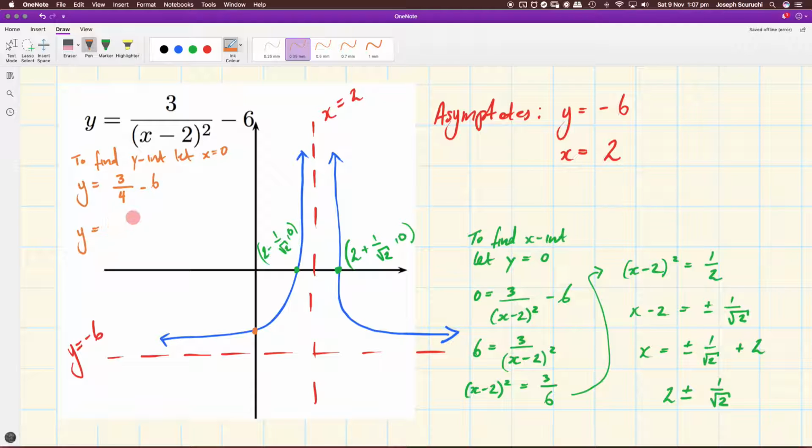I could then get a common denominator. So I'm going to times this by 4 to get 24, and then have 4 down there. So it will end up being negative 21 over 4. So that means that this value here will be 0, negative 21 over 4.